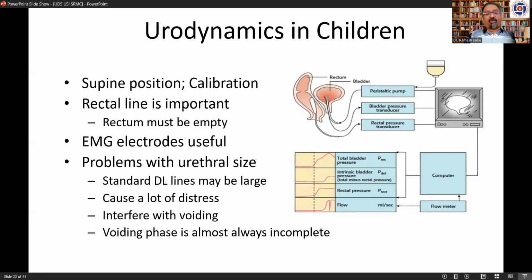In a supine position, the calibration has to be done accordingly, and the rectal line is important. The rectum must be empty. EMG electrodes, I always prefer to have them because they give you an idea of what is going on with the sphincters. The standard abdomen lines can be large in a pediatric urethra, and can cause a lot of distress.